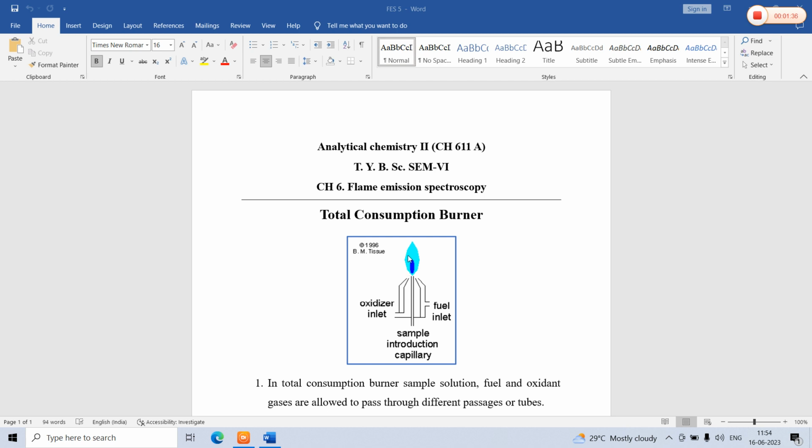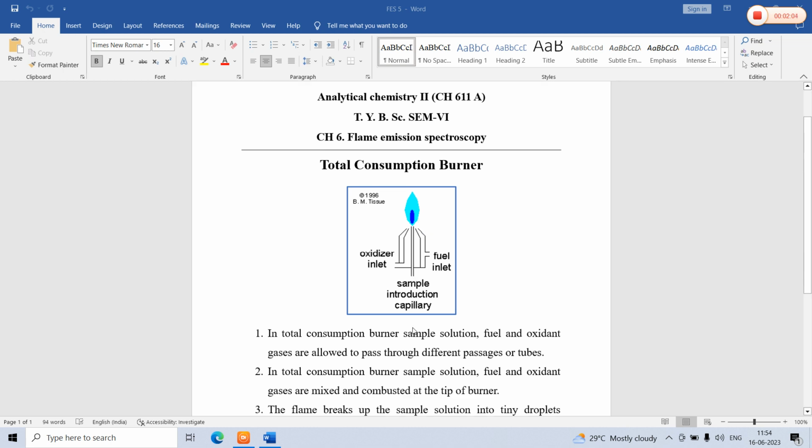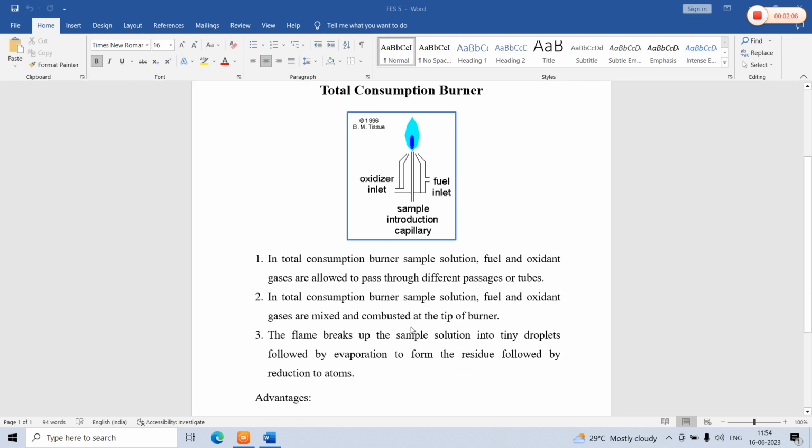Now here this is the flame. In that flame, this is the tip of the burner, this is the flame, and this lower part is nothing but the burner. In that burner there are three tubes or three passages where the oxidizer inlet will come into the flame, the fuel inlet will come into the flame, and the sample introduction capillary will give the sample towards the flame. Now this is the theory part associated with the total consumption burner.